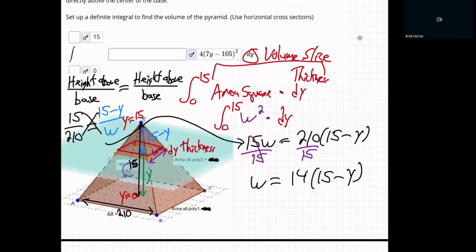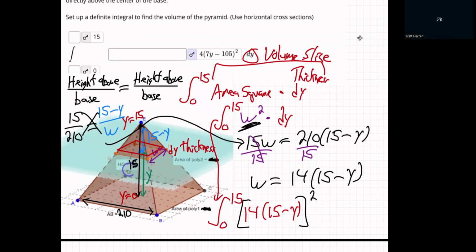So that's w. Then this integral becomes the integral from 0 to 15 of w squared, 14 times 15 minus y, the whole thing squared because it's w squared, times dy. There we go. There's the integral we needed to set up. I know they wrote it a little different, but it's the same thing. We're just going to stop right there. We're just setting up the integral that would calculate the volume of that whole pyramid.